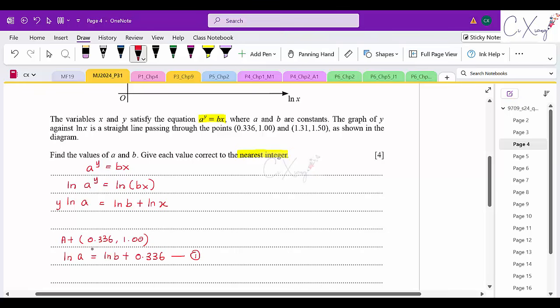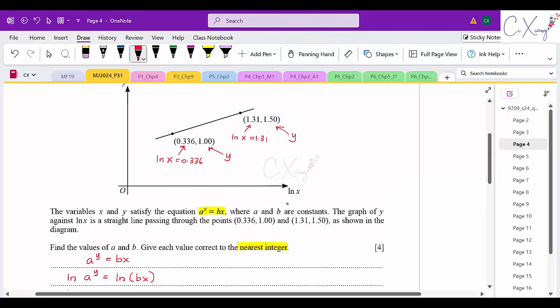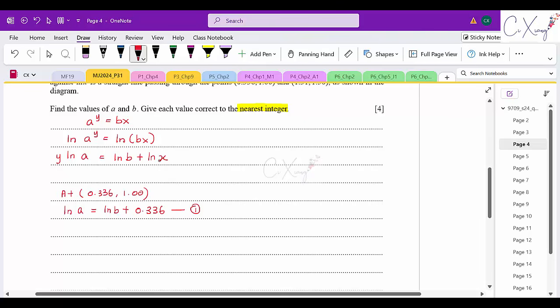What I want to emphasize here is, please take note that the x-axis in the graph is ln x. Therefore, when you want to substitute the value 0.336, this whole value is actually the ln x. So you can see that for ln x here, I straight away substitute 0.336. The common mistake that students make is they substitute ln 0.336, which is wrong. The whole ln x is actually 0.336.